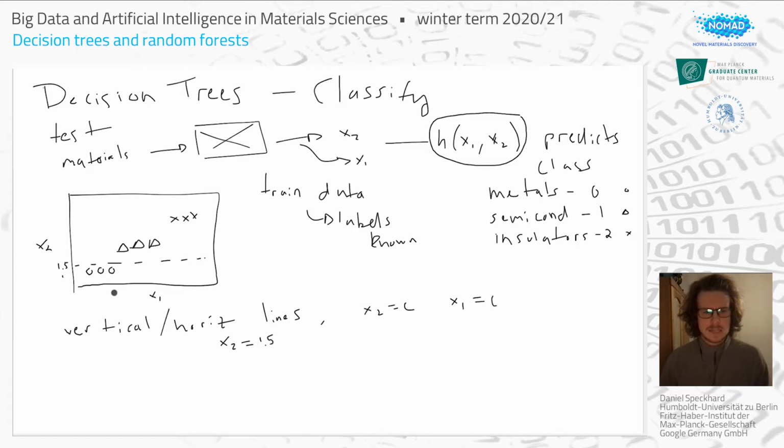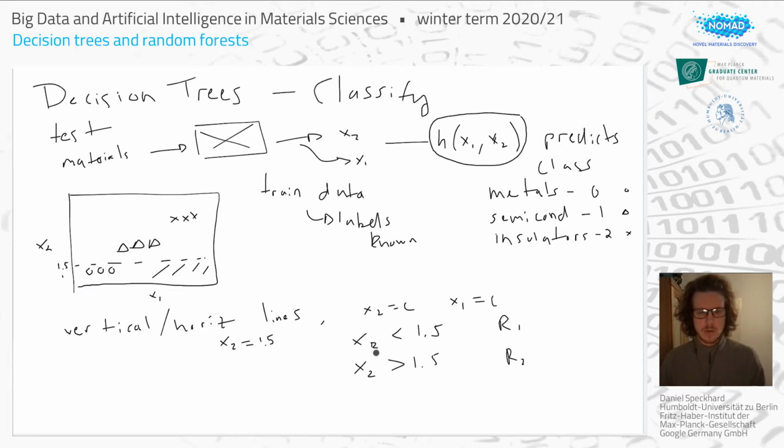Great, so this is x2 equals 1.5. And that splits our data into 2. So now we have 2 different regions. We have this region over here, and that region is x2 less than 1.5. We'll call that region 1. And we have x2 greater than 1.5, and we'll call that region 2. If you notice from this plot, everything in region 1, everything where x2 is less than 1.5, is a metal. So that helps us.